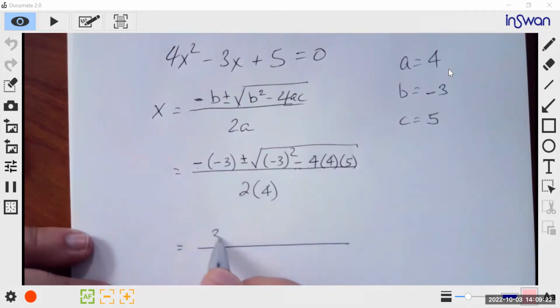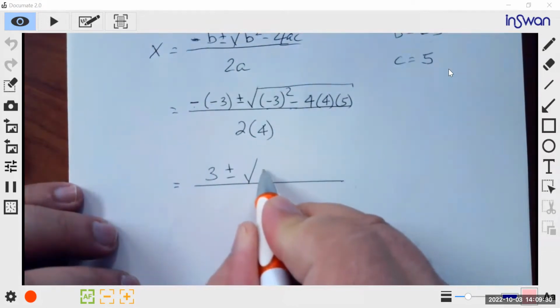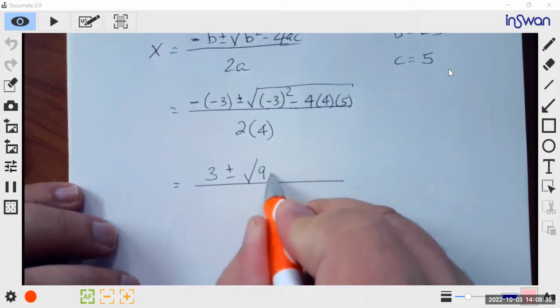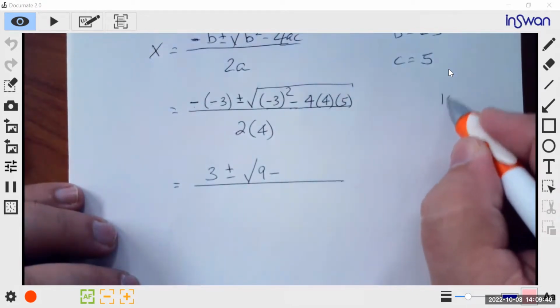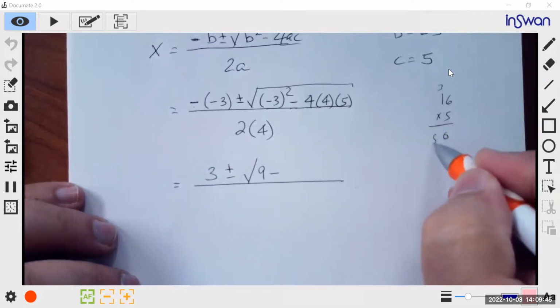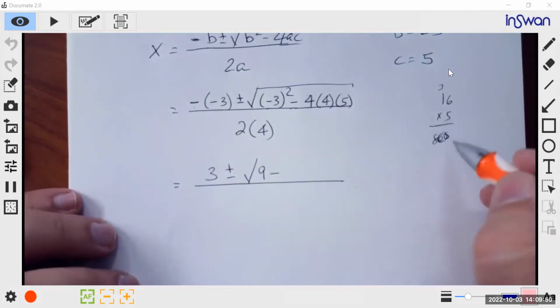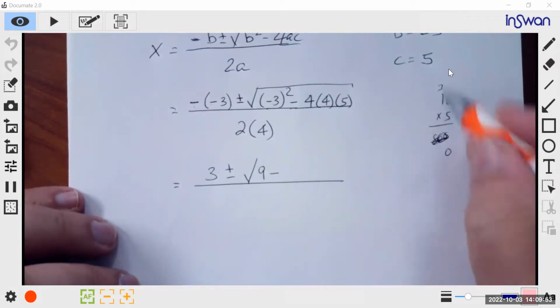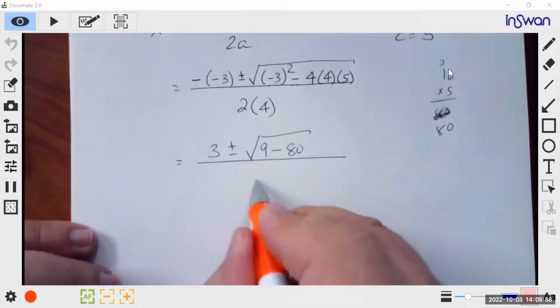Negative of negative makes it a positive 3. -3 squared is +9. Very good. 4 times 4 is 16, times 5 is 80. Over 8.